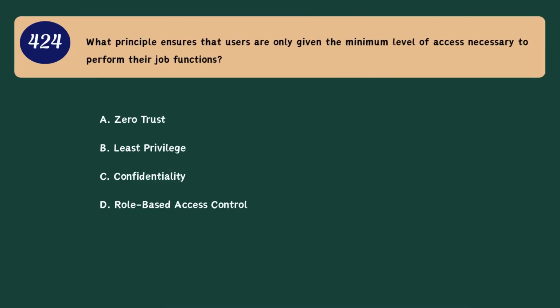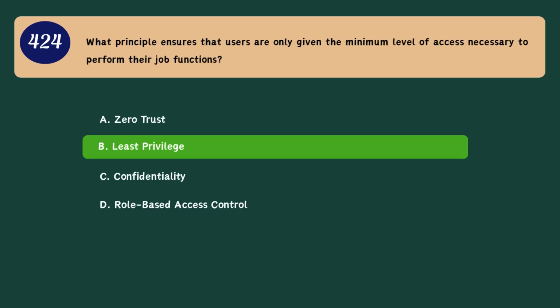Question 424. What principle ensures that users are only given the minimum level of access necessary to perform their job functions? A. Zero trust. B. Least privilege. C. Confidentiality. D. Role-based access control.